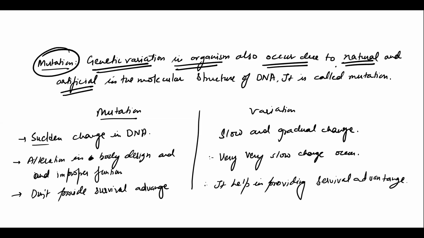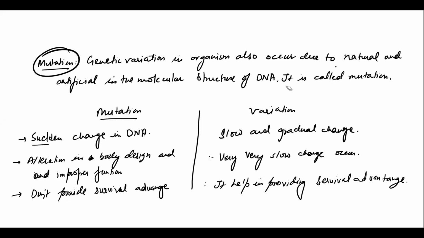Genetic variations also occur due to natural and artificial changes in the molecular structure of DNA. Variation means change. The word variation is a genetic change. So if a change is taking place, not due to DNA copying but due to some artificial means, this results in the alteration of body design.